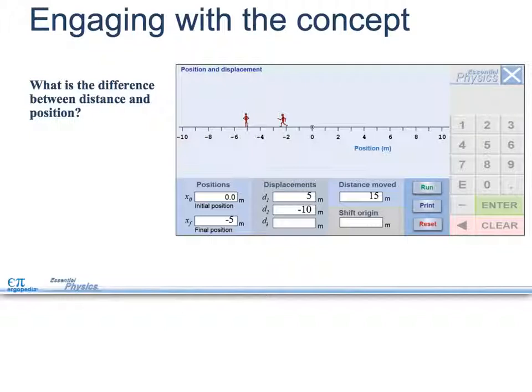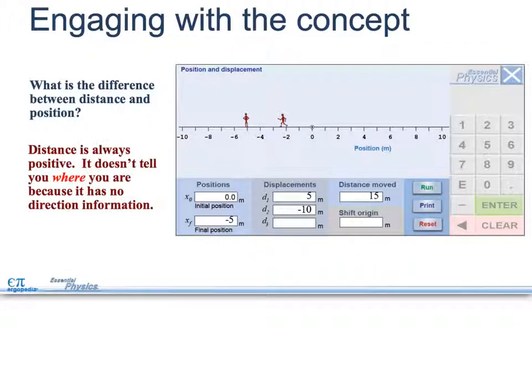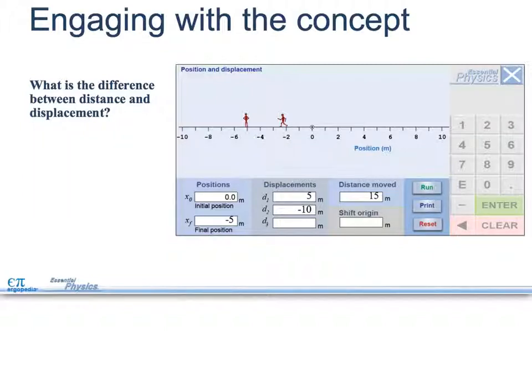What is the difference between distance and position? Distance is always positive. It doesn't tell where you are because it has no directional information. What is the difference between distance and displacement? Displacement is change in position that includes direction. So what we're talking about here is displacement has magnitude and direction, making it a vector. Magnitude and direction, where distance is just magnitude, how far you've gone.